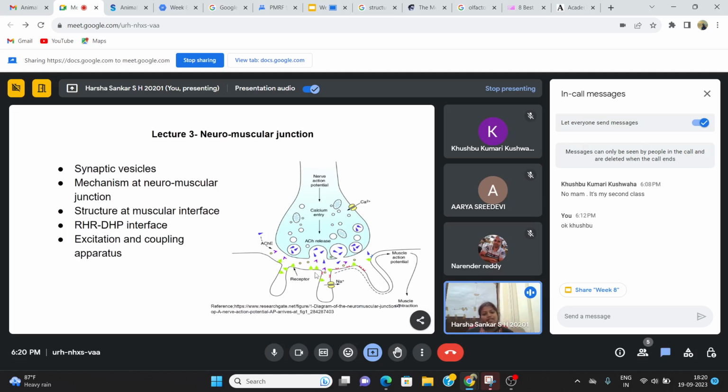Then the whole sliding filament theory that we have learned in the second and third lectures will start happening. Did you get now what is happening there? It's easy, right? Yes, ma'am.